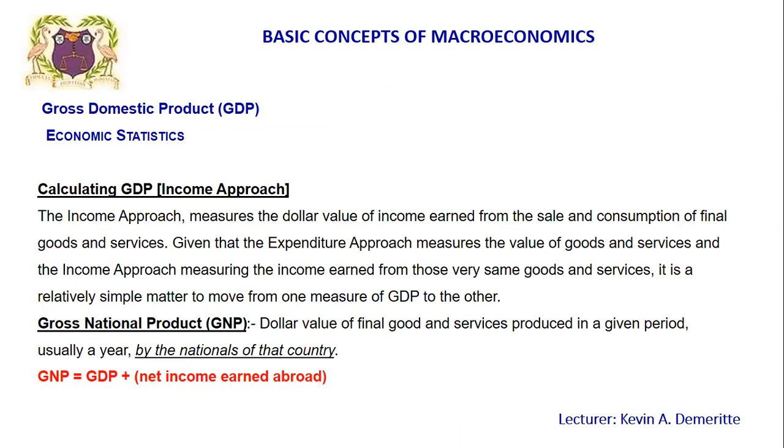So, definitions. The income approach measures the dollar value of income earned from the sale and consumption of final goods and services. Okay. So the income approach is all about the money. So if the income approach is just the money we earn from the sale of the goods and services, we should be able, because let's say you have a store.